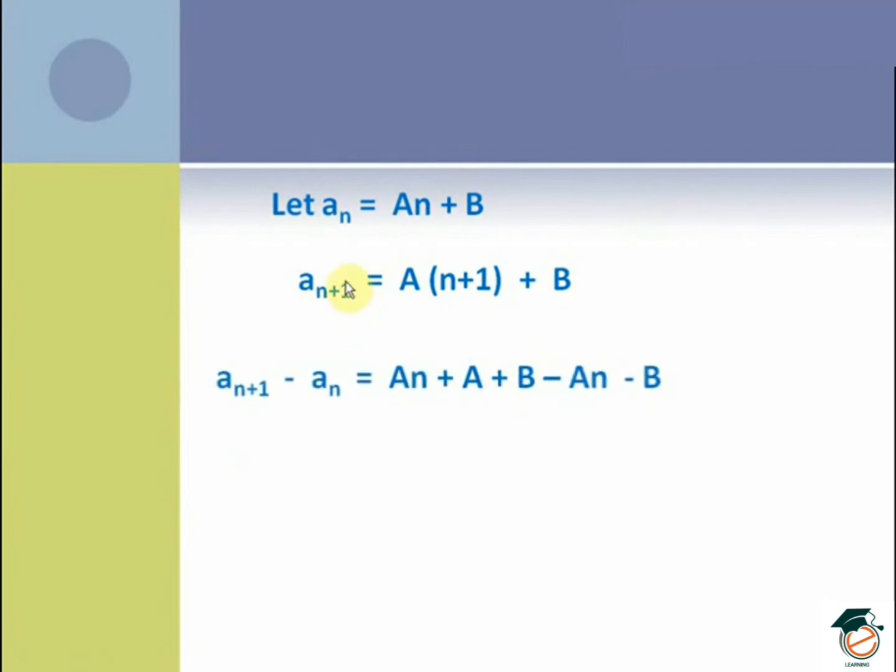What we do is we subtract this equation from this to get a_(n+1) - a_n equal to an + a + b - an - b. Now what we observe in the RHS is that an and an get cancelled, b and b get cancelled, and what we get is a. Thus a_(n+1) - a_n is equal to a, and so we can say that the common difference of this AP is equal to a, and this is a constant and it does not depend on the value of n.